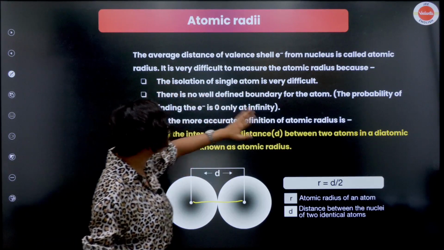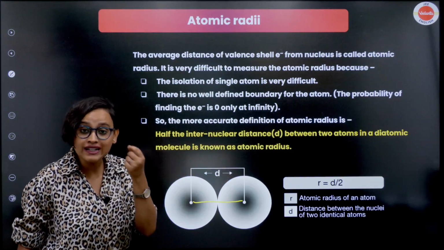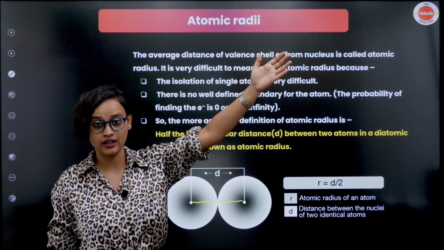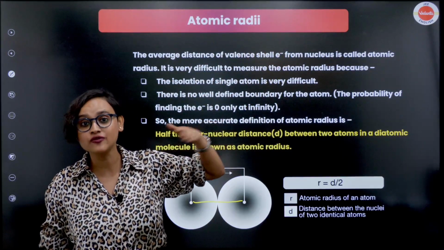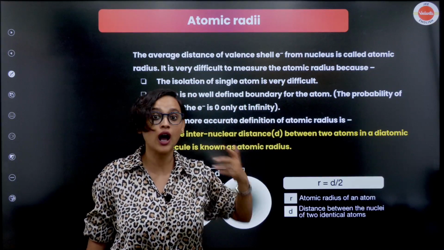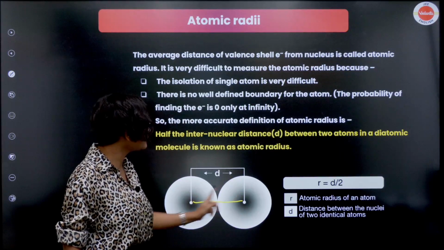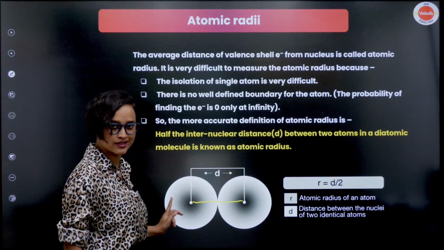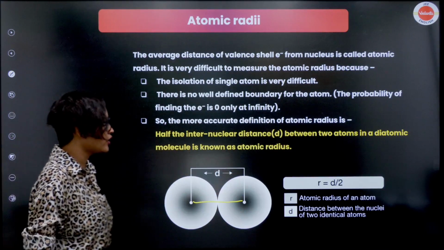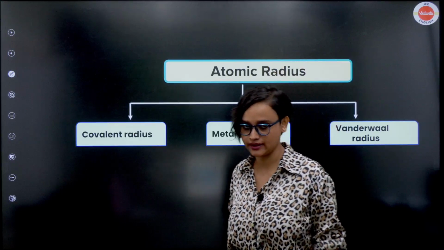Secondly, there is no well-defined boundary for the atom. The probability of finding the electron is 0 only at infinity. We still do have chances of finding an electron, right? So the boundary of the atom is also not clear. So how will we find out the radius? But if we take two atoms together, then we can figure out the internuclear distance and then just halve it, and you get the radius. So this is the more accurate way of finding an atomic radius.